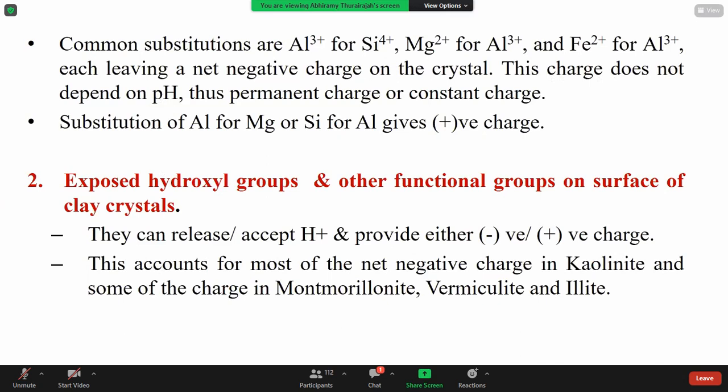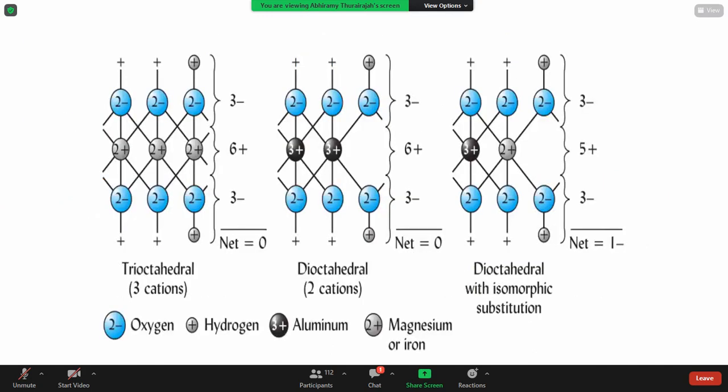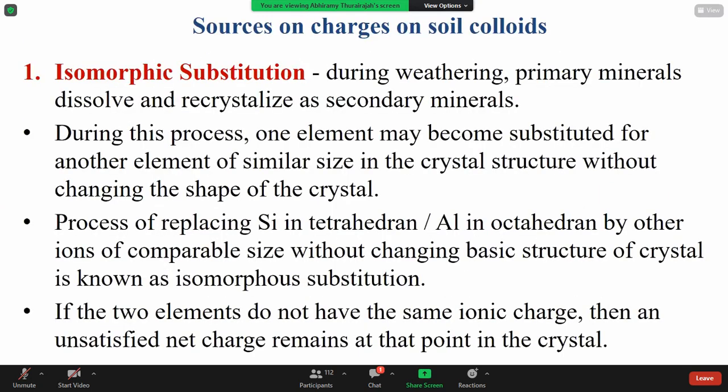Okay, we didn't think about the pH here. Therefore, it is called the permanent charge or the constant charge. Right? Understand that isomorphous substitution, how it creates the charges.